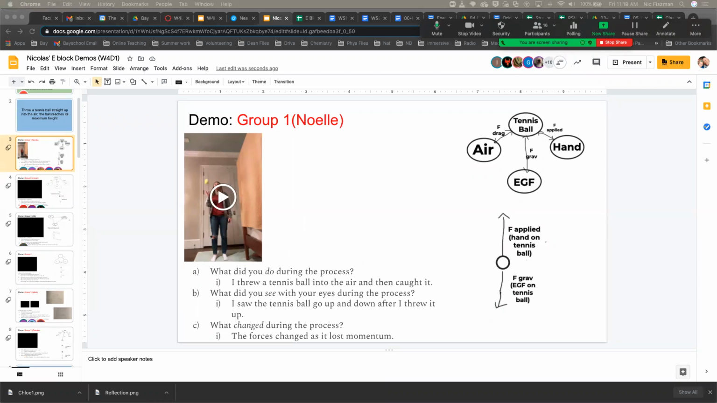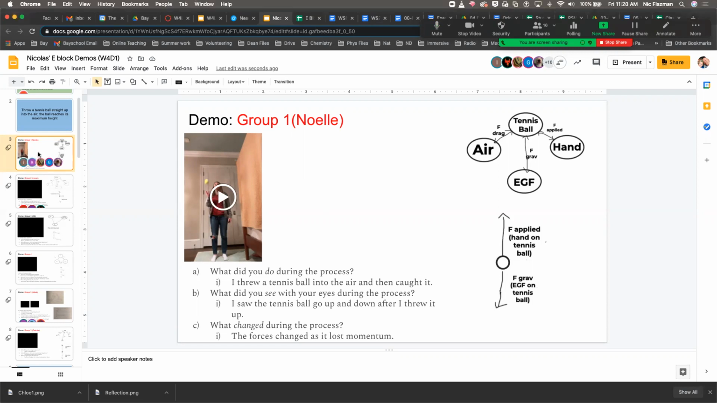Any other observations? Then we'll go back. So some of them include the hand, all of them include the air and the gravitational field. The force diagrams look sort of similar-ish. Right, so let's look at them. This one has a hand, two forces, right? The force by the hand on the tennis ball and the gravitational force on the tennis ball.